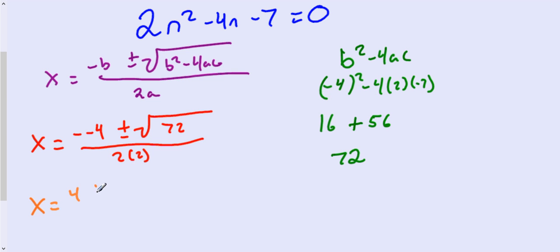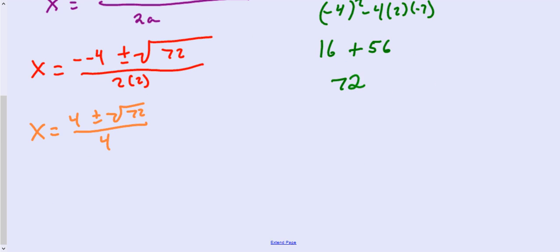We get 4 plus or minus the square root of 72 all over 4. We now get the task of simplifying this square root, so we need to look for perfect squares. 1, 4, 9, 16, 25, 36, 49, 64, that go into 72. 64 does not, 49 does not. We want to start with the biggest possible number. 36 does. 36 goes into 72 2 times.